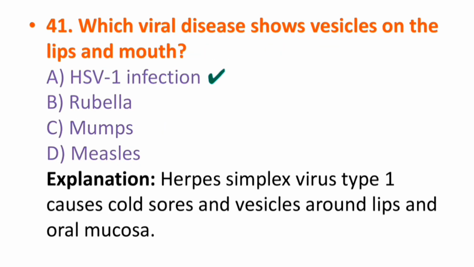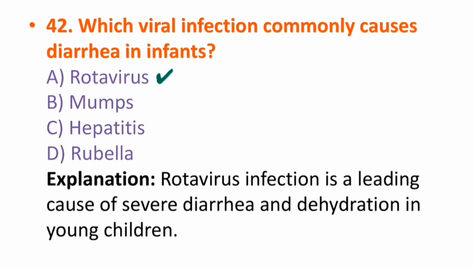Which viral disease shows vesicles on the lips and mouth? Option A HSV1 infection, option B rubella, option C mumps, option D measles. The correct answer is option A HSV1 infection. Herpes simplex virus type 1 causes cold sores and vesicles around the lips and oral mucosa.